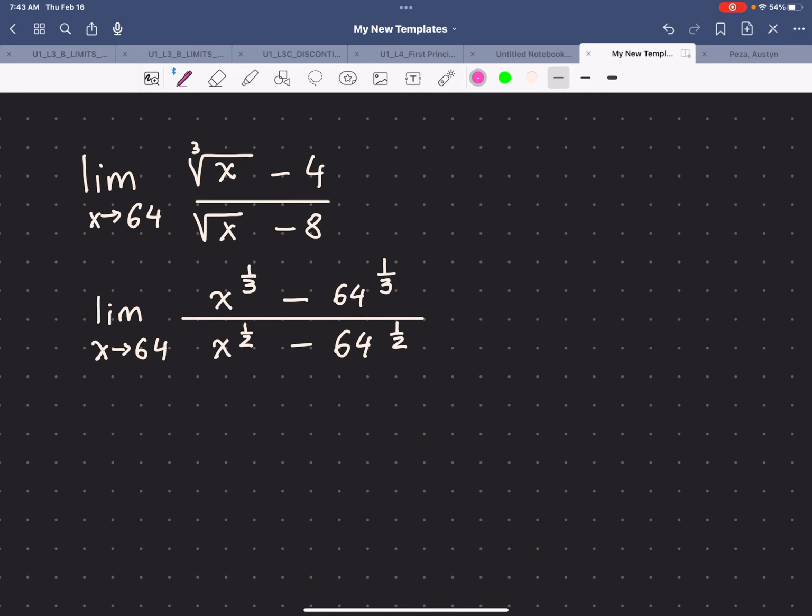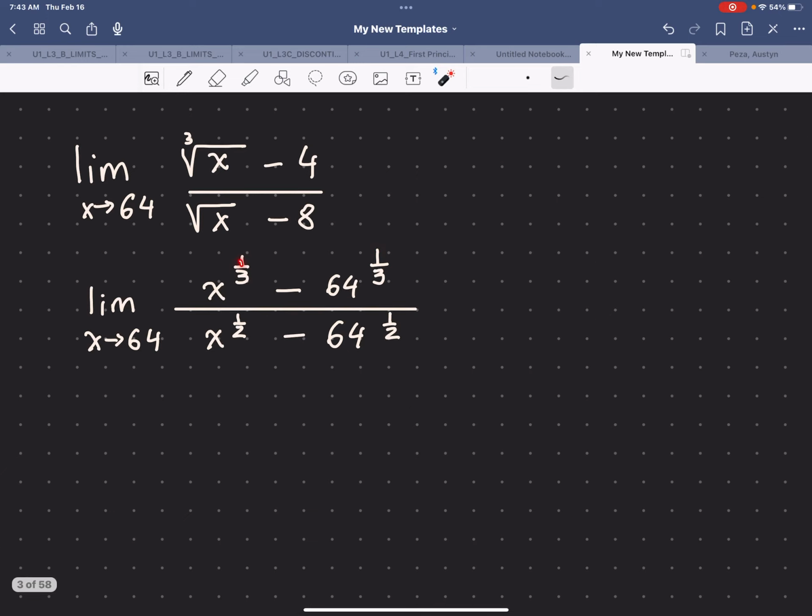Whenever we have powers of 1 over 3, to make x minus 64, we wish to have no powers here, or in other words, to have a power of 1. Which means that to bring x minus 64 here, we're going to need to have each term to the power of 3. Now, I want you to think what can make this entire numerator have x to the power 1 over 3, to the power of 3, and 64 to the power 1 over 3, to the power of 3.